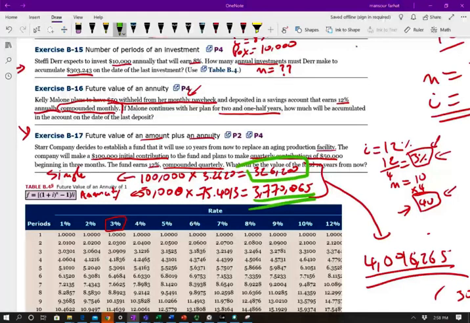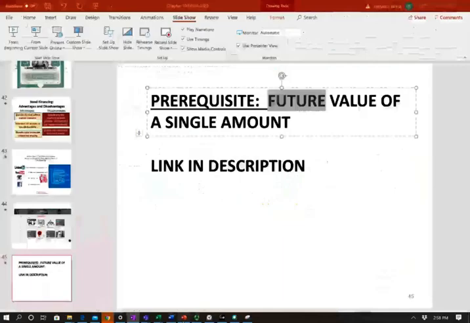I hope you were able to follow in this session the future value, but don't worry, I will work another few examples that are a little bit more comprehensive that will include both. If you have any questions about this session, please let me know.